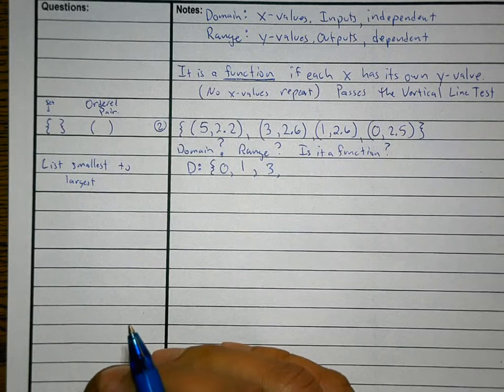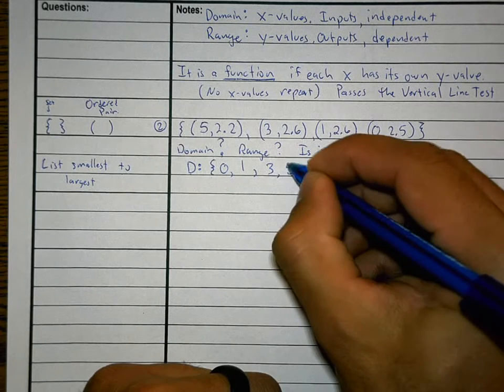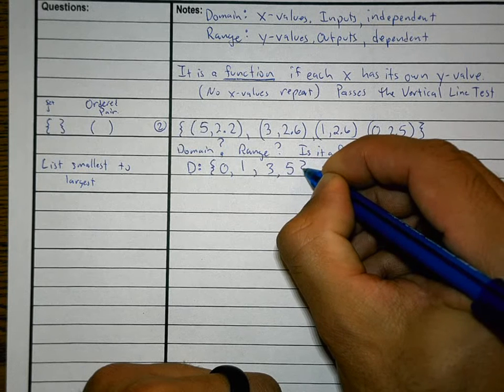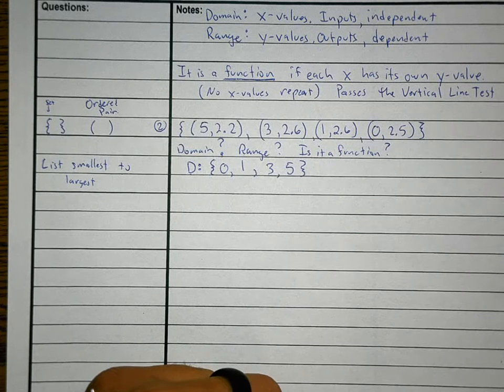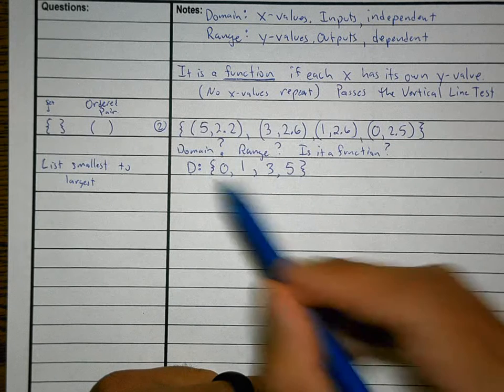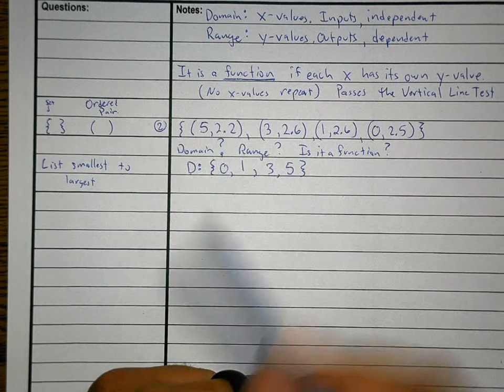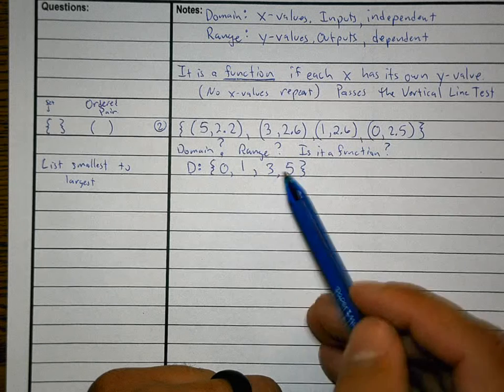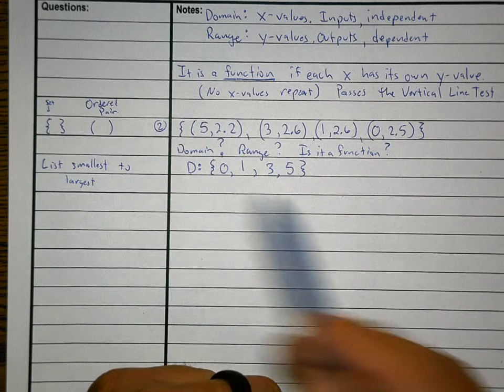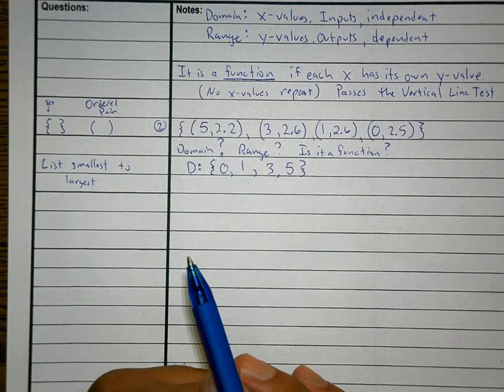And the largest? 5. And then I'm done with listing my solution set, so I close my set with the braces at the end as well. Here's my domain. And the domain means, what are your x values? I have 0, 1, 3, and 5. We give it in order from smallest to largest.